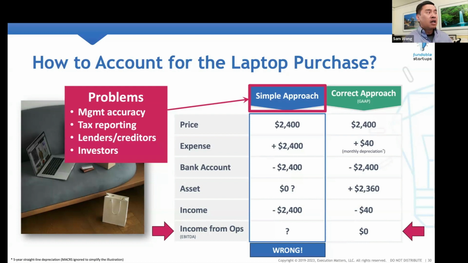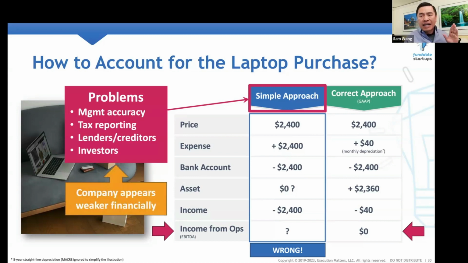In addition, many times you may want to go to a bank and get a loan, or a creditor, and they will ask for your company's financial statements. Your financial statements about your income and your assets are wrong using the simple approach. The investors will also ask for your financial statements. By taking the simple approach, your company appears weaker financially. So this is basic accounting.